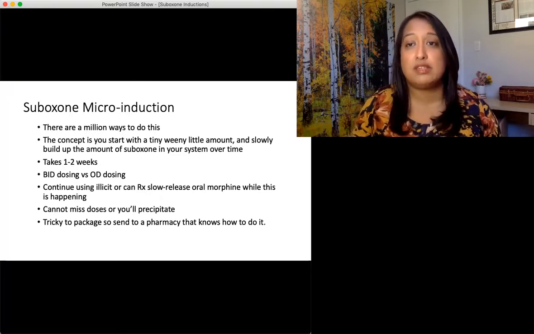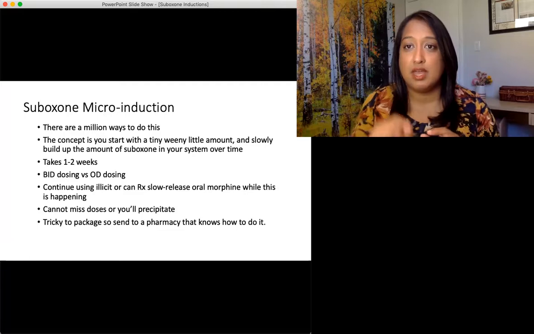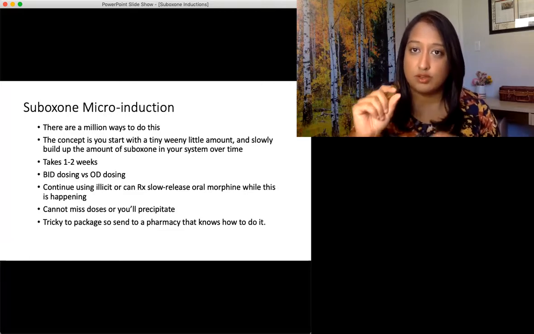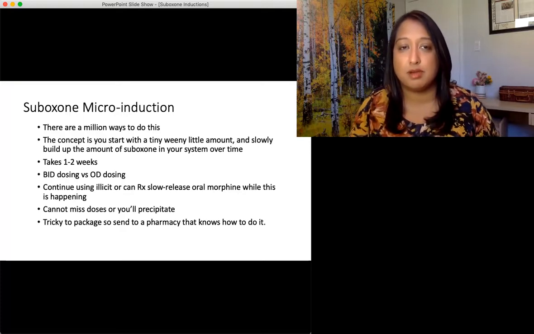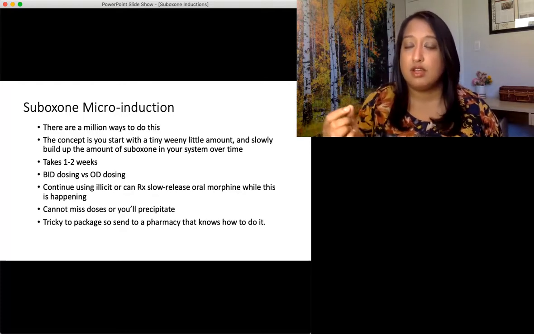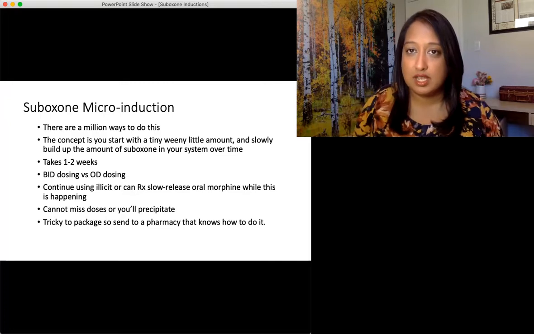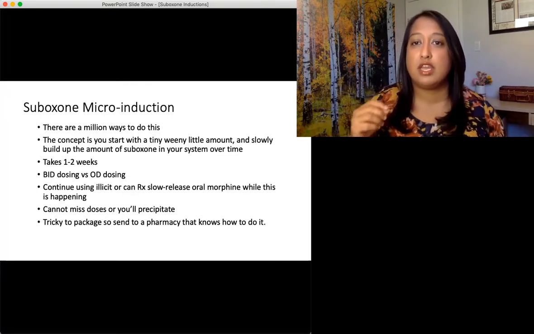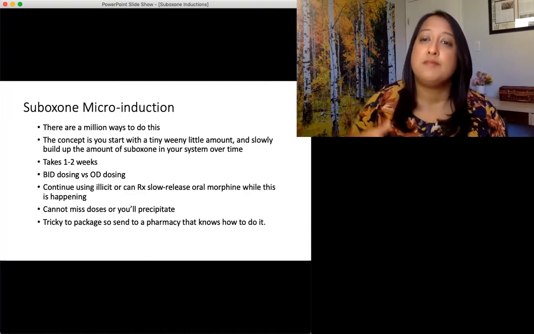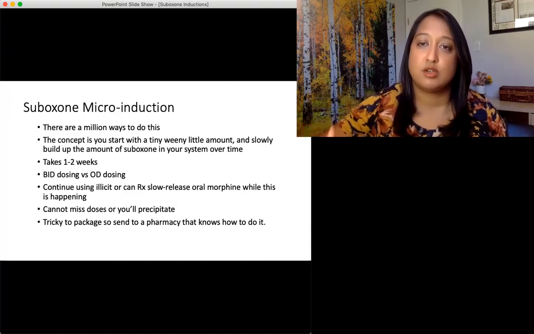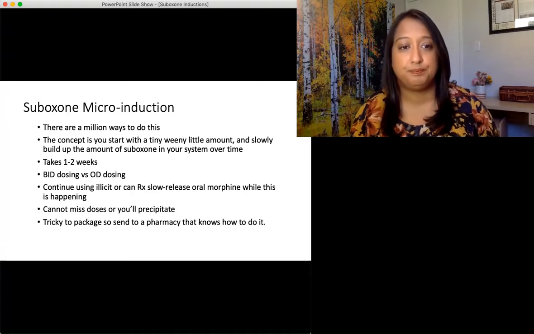One of the ways would be to take a 2 milligram tab and cut it into quarters. So a quarter of a 2 milligram tab on the first day is 0.5 milligrams of Suboxone. Then on the second day, you can take 0.5 milligrams twice a day. Then on the third day, you take maybe 1 milligram twice a day, so a half a tab twice a day. And you just slowly increase that dose of Suboxone in the system.